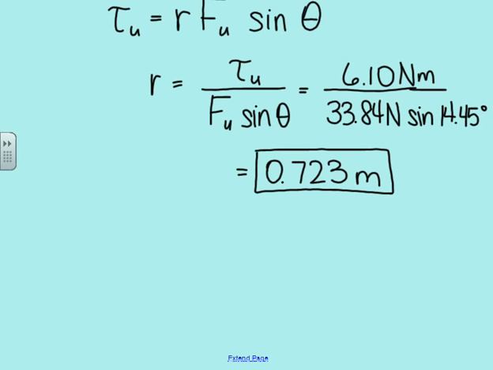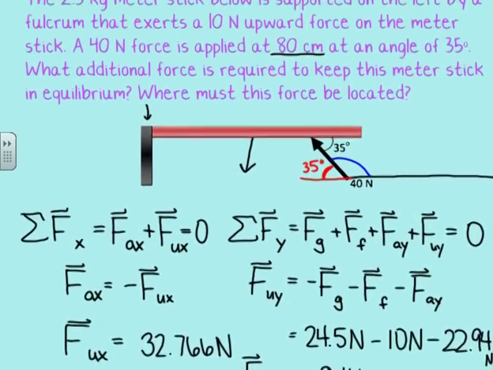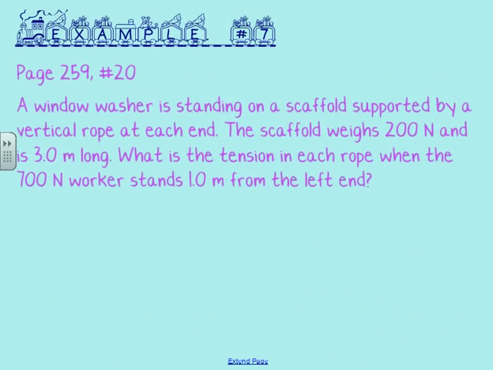So you'll notice to find all of this information, we had to use both net force and net torque equations. It took some work. These problems are not quick, easy problems. But let's try one more. This one talks about a window washer standing on a scaffold that is supported by 2 vertical ropes. The problem wants us to find the tension in each rope. Let's start by drawing a picture.